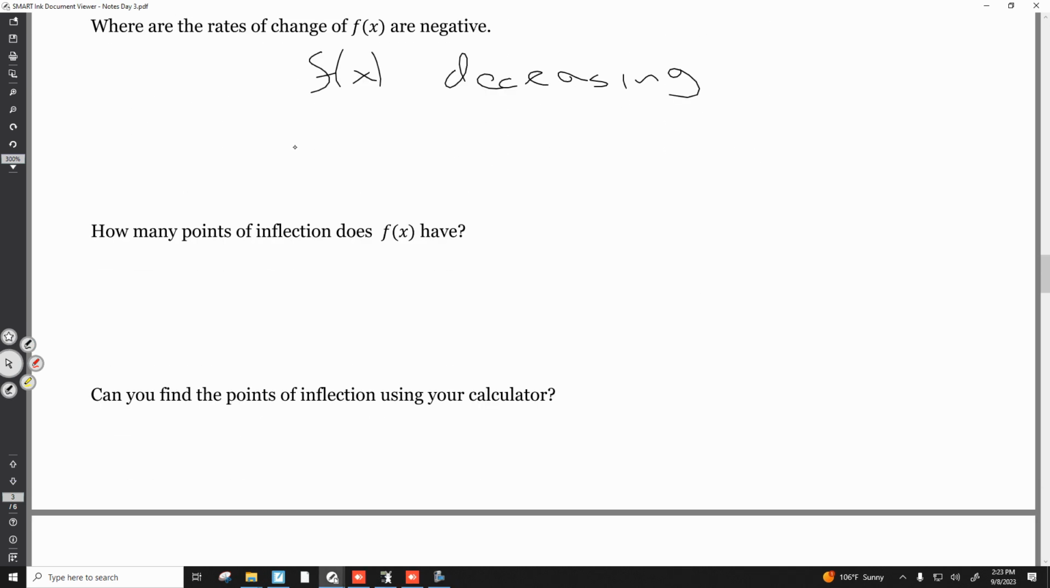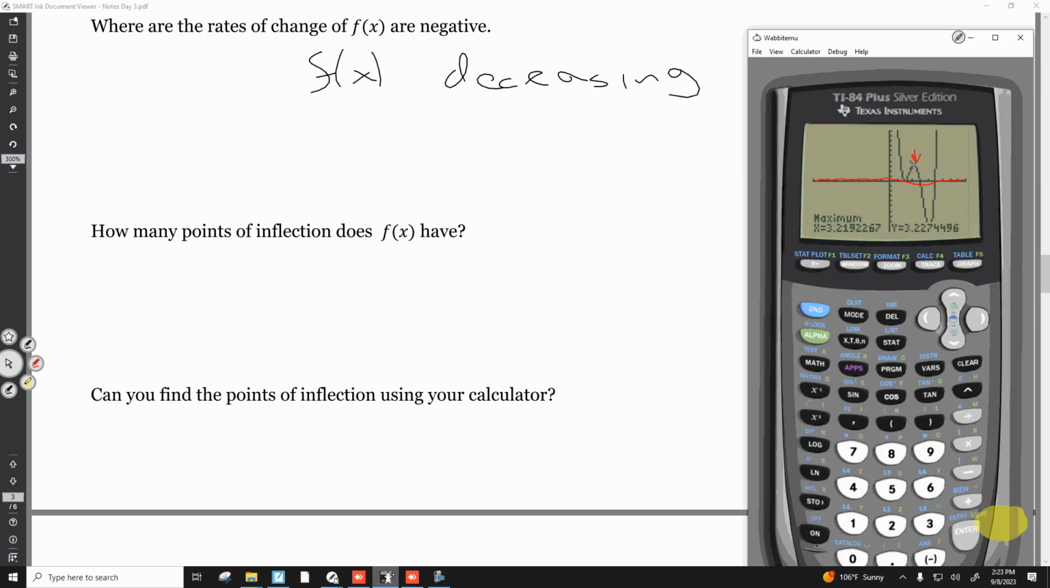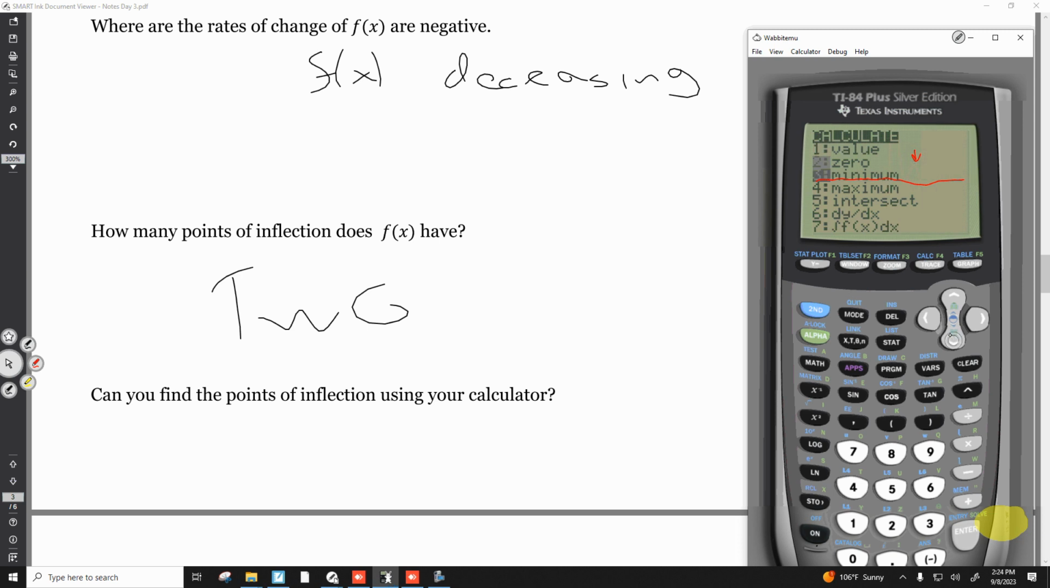How many points of inflection do we have? 2? Let's see. Concave up. Boom, point of inflection probably right here. Concave down. Boom, point of inflection right there. Concave up. Nailed it. You said 2. Nailed it. Can we find the points of inflection with our calculator? Let's see. Second, calc. Points of inflection.